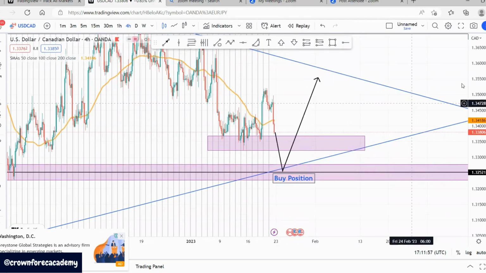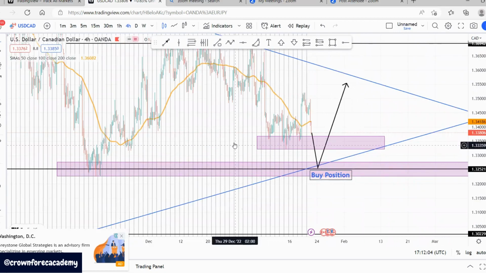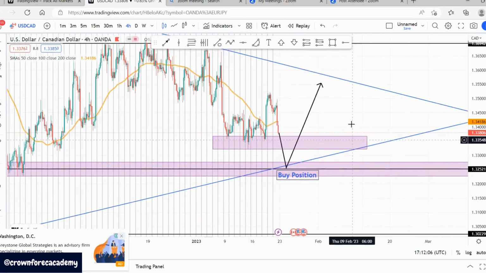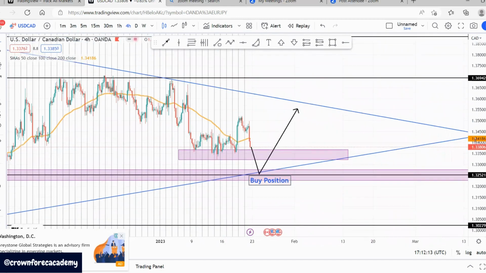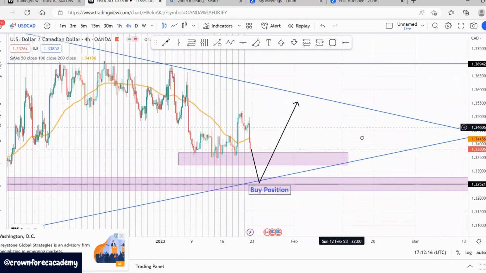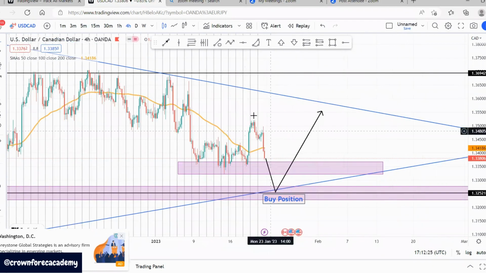So if you guys have your confirmation that you use before taking your trade, this is a possible zone, a very good zone that you guys should be watching out for. If I'm taking my trade here, definitely I'm not going to take it on a long time frame. If you are a day trader, you can just catch some pips here, because as you can see, the market has created a lower low here.